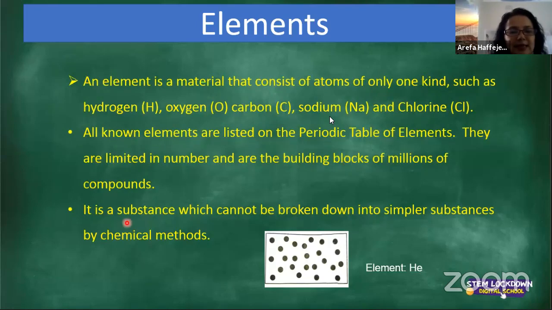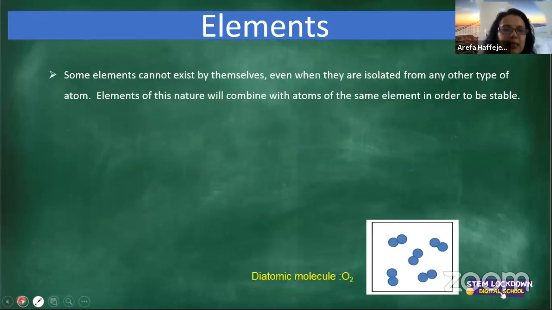Elements are substances which cannot be broken down into similar substances by chemical means. So now we look at this example we have here, helium. So helium is an element, and I'm going to explain more about it in this next slide here.